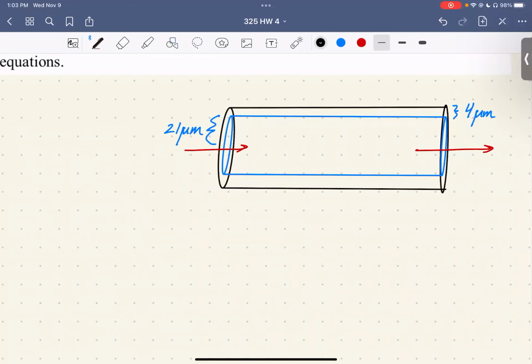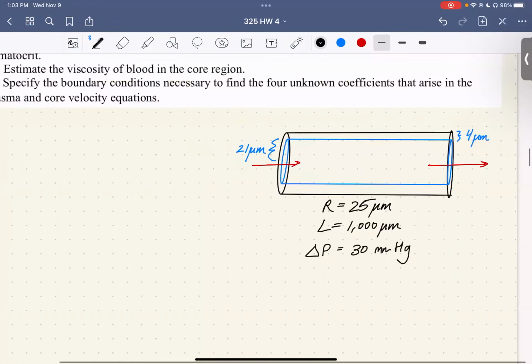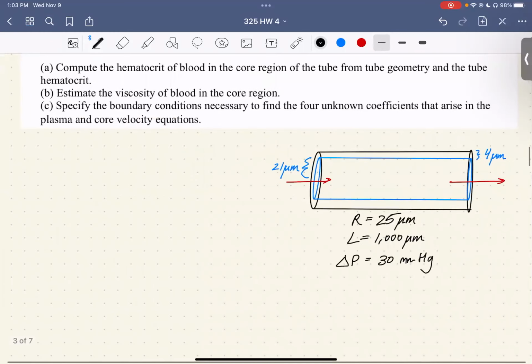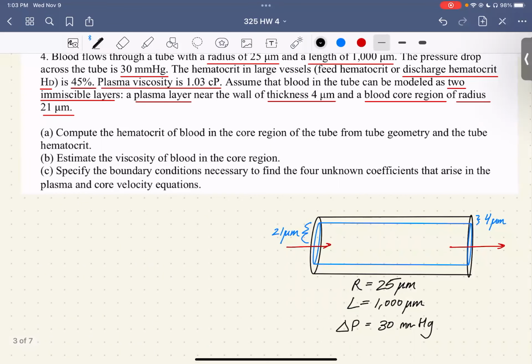And we also know a couple things. We know the radius of the tube is 25 micrometers. We also know the length is 1000 micrometers. And we also know the pressure drop is 30 mmHg. Great. So now that we have that down, we also know that the discharge hematocrit is 45%.